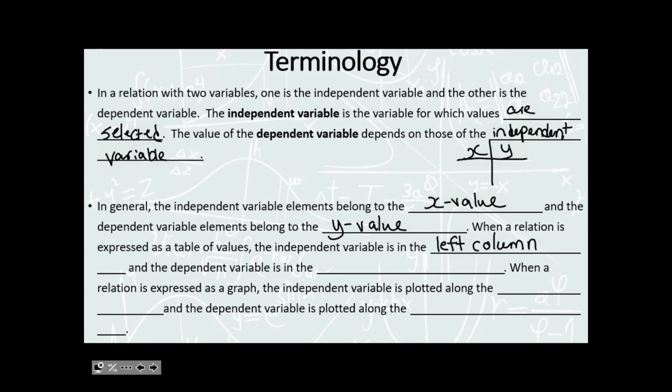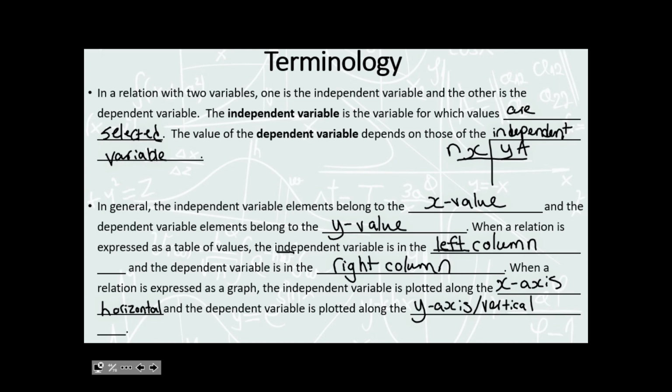Maybe it's not x and y, maybe it's the number of days I work and the amount of money I make. But regardless of what the situation is, whatever is in the left column is the independent variable. The dependent variable will then be in the right column. If I look at them graphically, the independent variable, being the x values, is going to be the x-axis, or we could just say the horizontal axis. And the dependent variable is plotted along the y-axis, or we could say the vertical axis.